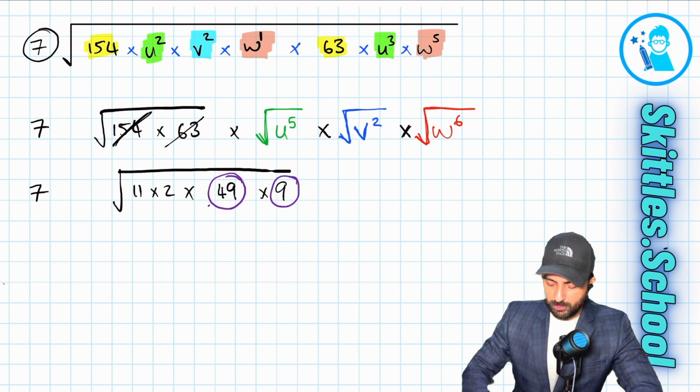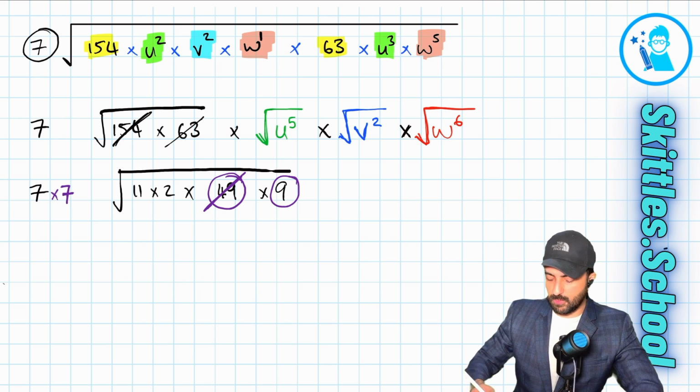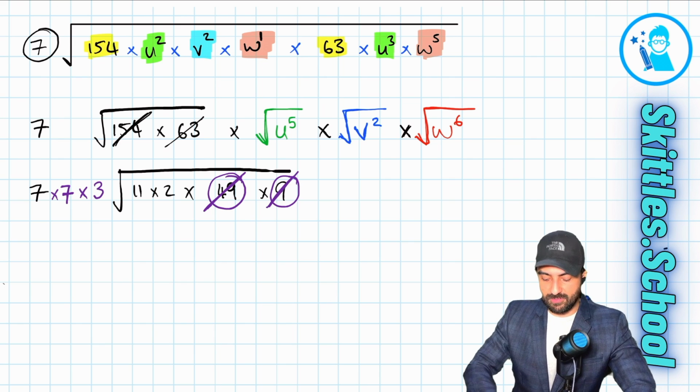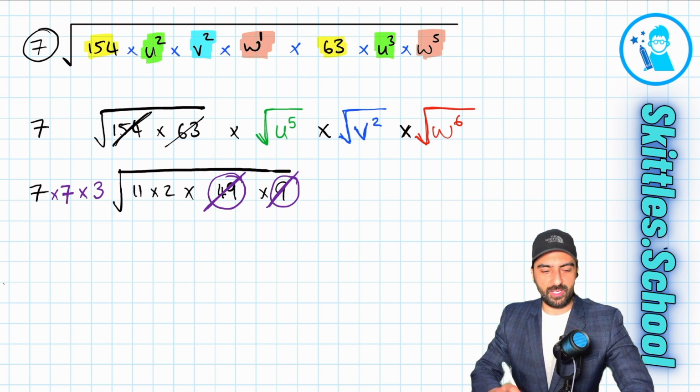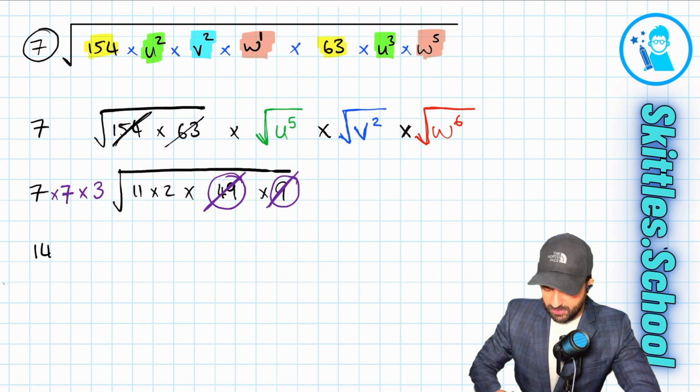The square root of 49 is 7. So we've taken that out. It's no longer inside the square root because we've used the square root. And the square root of 9 is 3. And again, that's no longer inside the square root because we've used the square root on it. So what do we have now? We have 7 times 3. Well, 7 times 7 is 49. Multiplied by 3 is 147. So 147 goes on the outside.